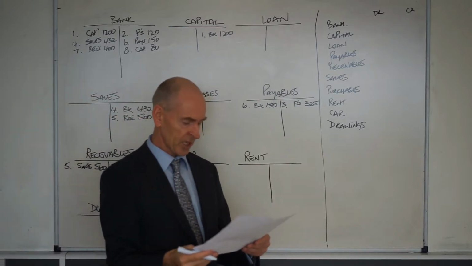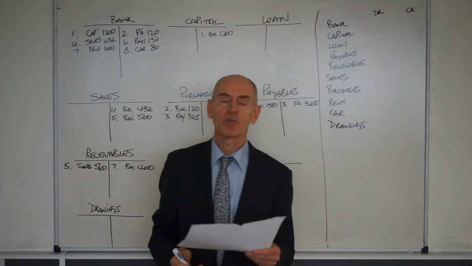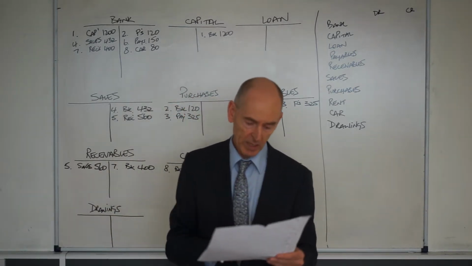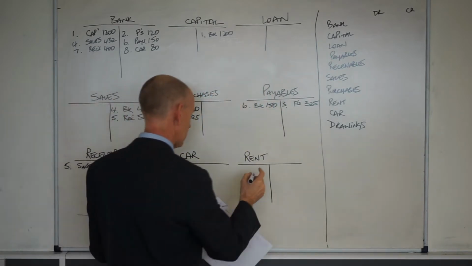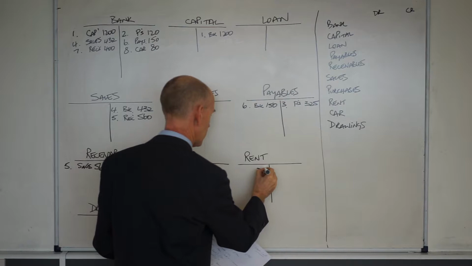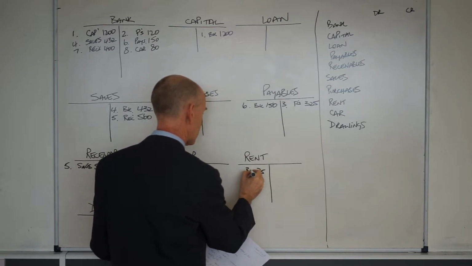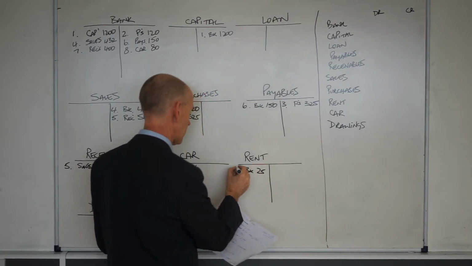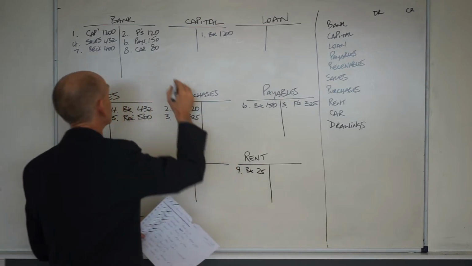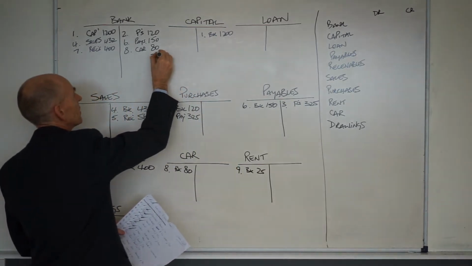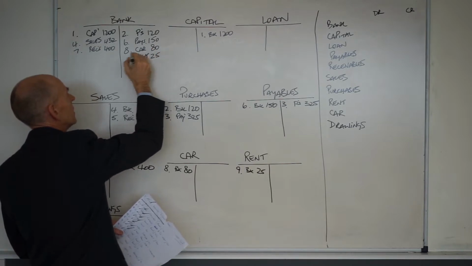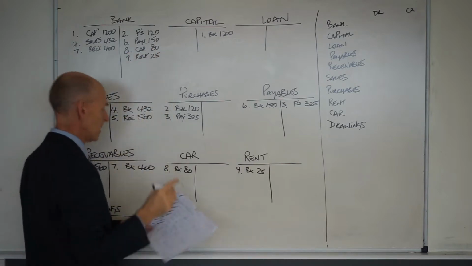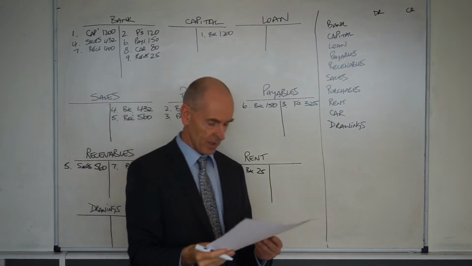Car bought. Next thing, pay rent, £25, we're going to pay the rent for 25 quid. Rent is an expense, expenses are debits, £25, rent, using the bank, transaction number 9, reduction of bank, £25 in favour of rent, transaction number 9, pass it through.